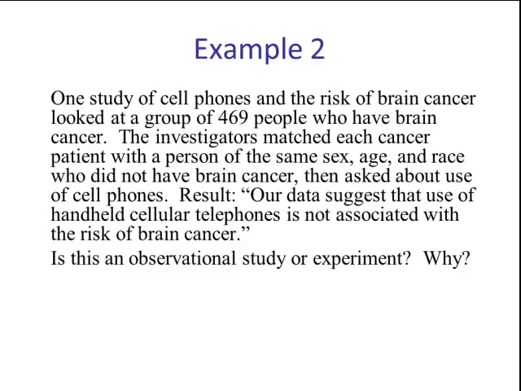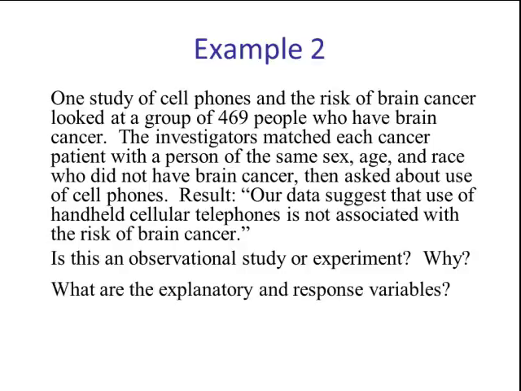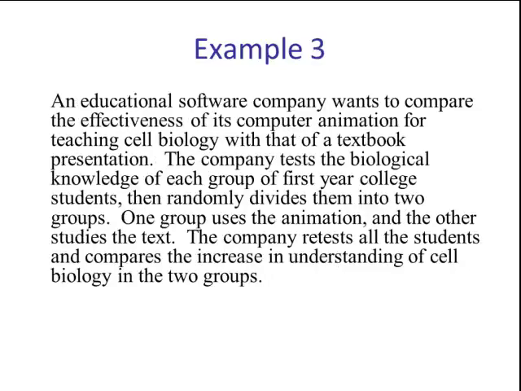Again, this is an observational study, even though they tried to control by having the same sex, age, and race. There was no treatment and there was no control group. In a designed experiment, the treatment has to be randomly assigned and the control group has to be randomly assigned, and that's not this case. This is an observational study. What are the explanatory and response variables? The explanatory would be the use of cell phones, and the response variable would be if they got brain cancer or not. Let's look at our third example.